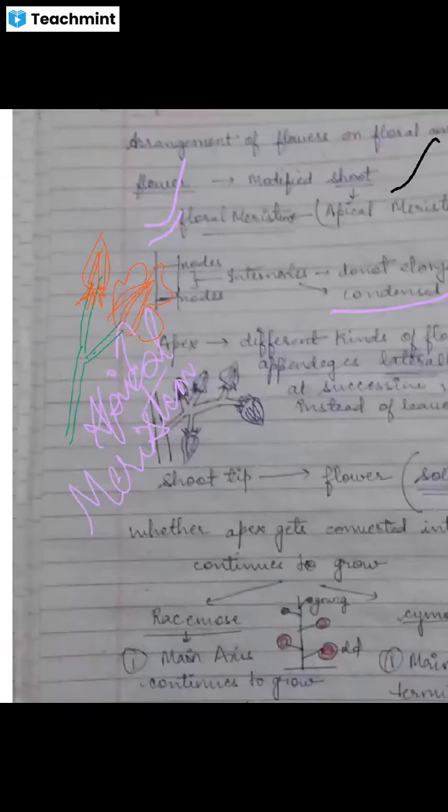Now, during the formation of a flower, the nodes of the stem elongate themselves. But the internodes do not elongate, rather, they get condensed. I've already told you what is a node and what is an internode, but I'm explaining it once again. This is a stem or a shoot part. This line is showing the nodes. And this portion in between the two nodes is your internode. That is called internode.